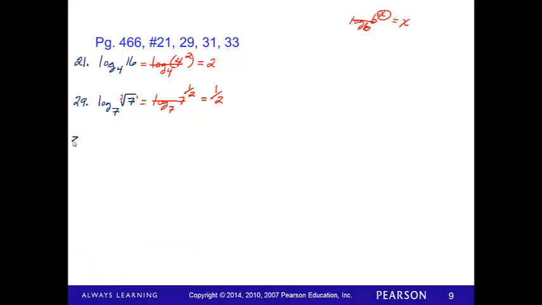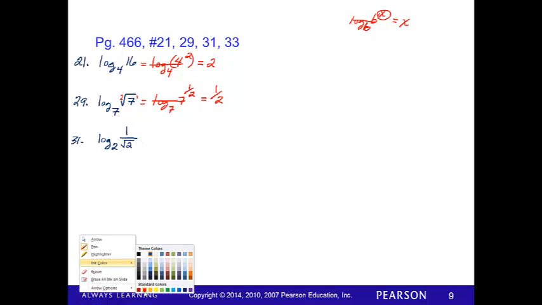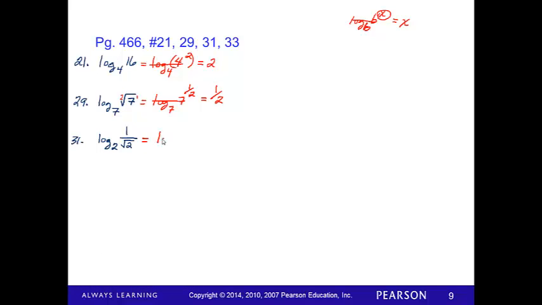All right, number 31. So now it says log base 2 of 1 over the square root of 2. Okay, so first thing we need to do is rewrite the square root. So you have log base 2 of 1 over 2 raised to the 1/2 power. I'm going to put this in parentheses so I can separate it. What I just put in parentheses, that is your argument. And your base here is a 2.